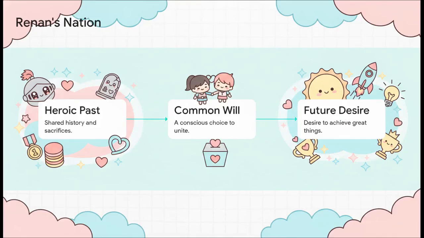Let's break his 19th century philosophy down into simple terms. Basically, a true nation requires three crucial things. First, a shared heroic past and historical sacrifices. Second, a common will in the present day, meaning a conscious choice to be together right now. And third, the collective desire to achieve great things together in the future. It's not just about where you're from, it's about what you are actively choosing to build together.